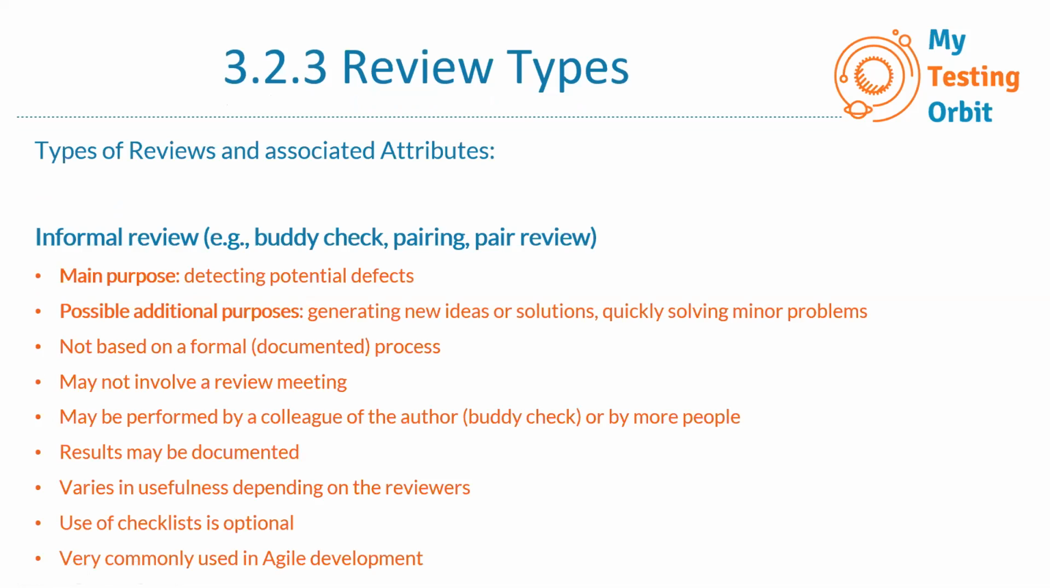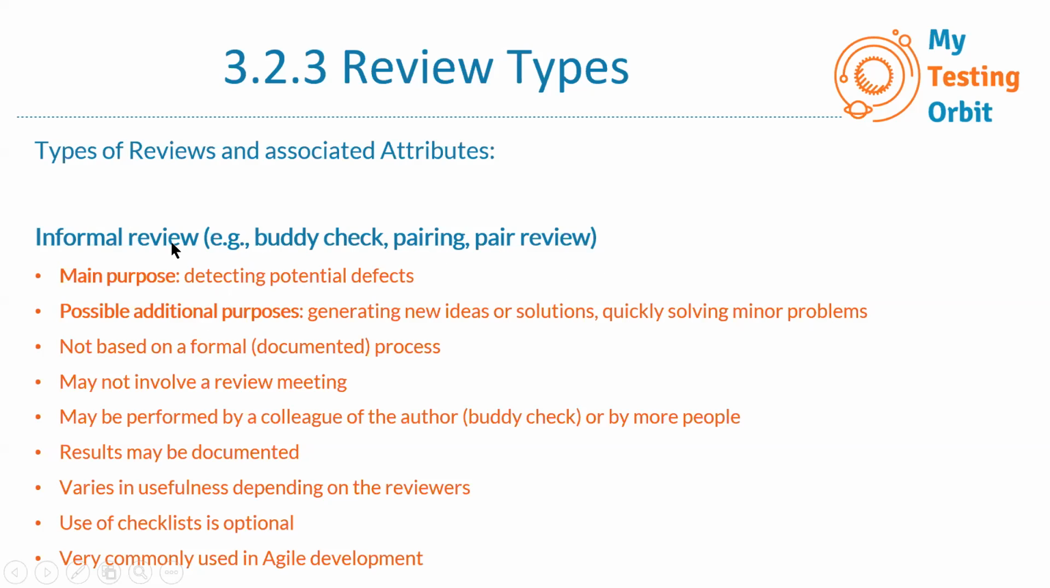So now we will go through all the types of reviews and the attributes associated with them. Earlier we did a very high level, informal and formal, and now we will split them into further detail. Over here we have informal review, which is also known as buddy check, pairing, peer review. The main purpose of informal review is detecting potential defects. Possible additional purposes would be generating new ideas or solutions, and quickly solving minor problems.